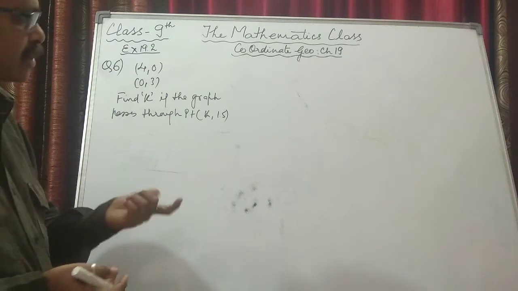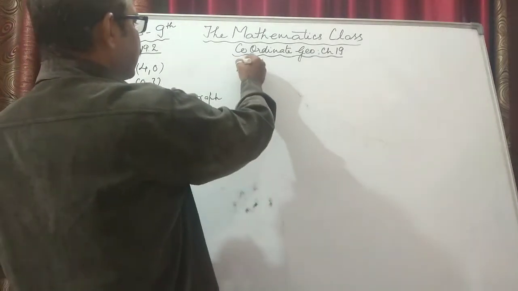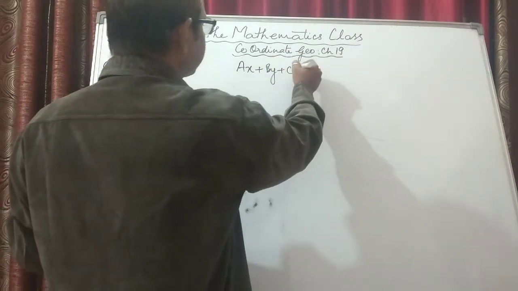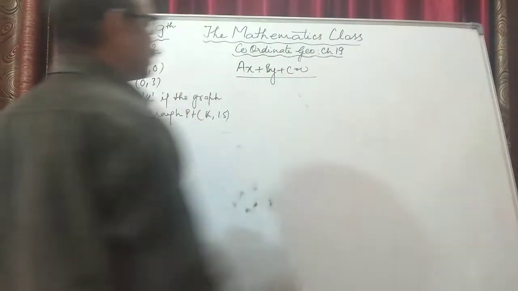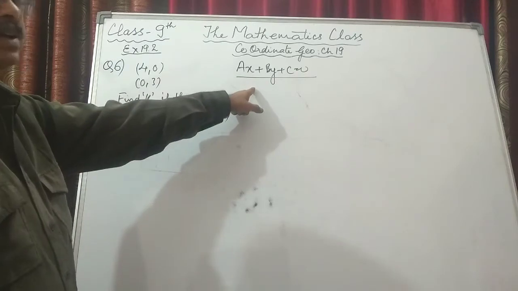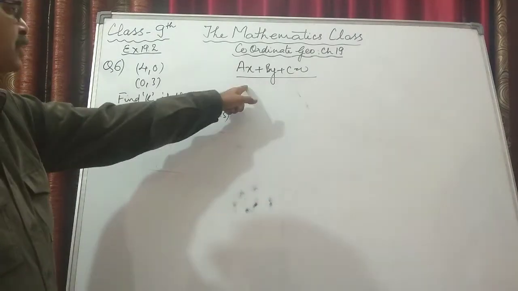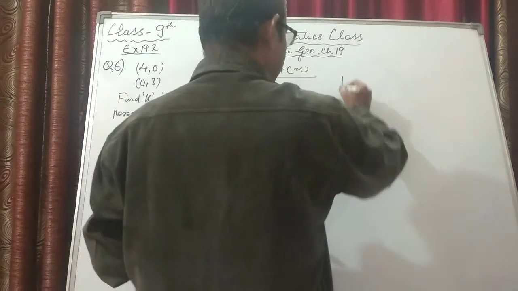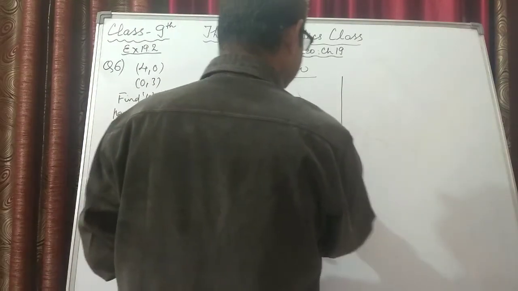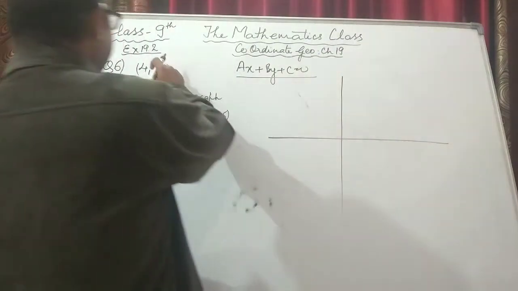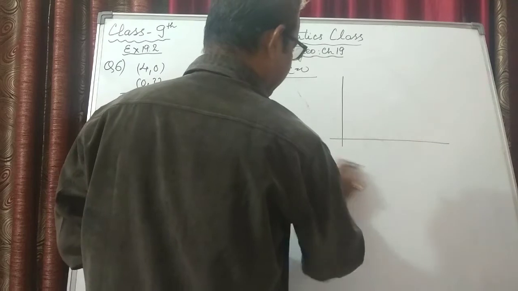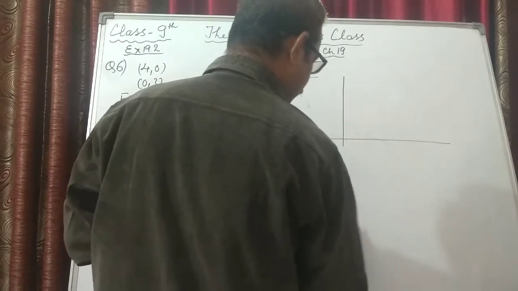Now any equation can be ax plus by plus c is equal to 0. We have drawn the graph of this equation and this is coming a straight line. And they say that this straight line is passing through points (4, 0) and (0, 3). So first of all we will make the graph. Though all the numbers are positive, it means we need only the first quadrant. So I am rubbing out all this.